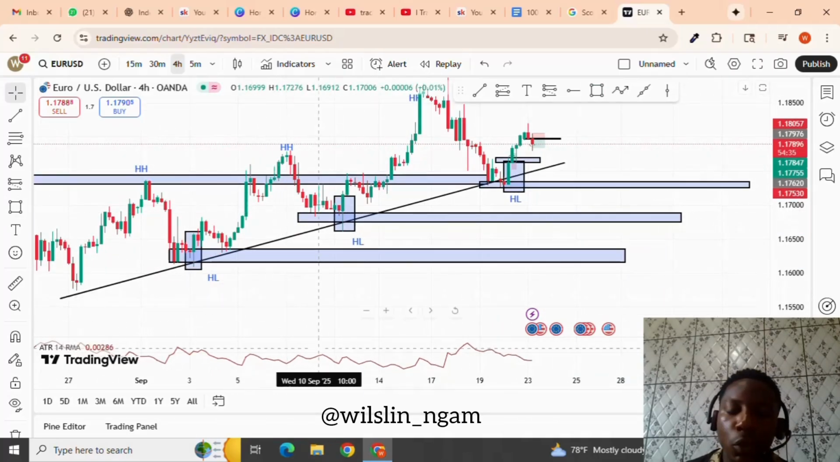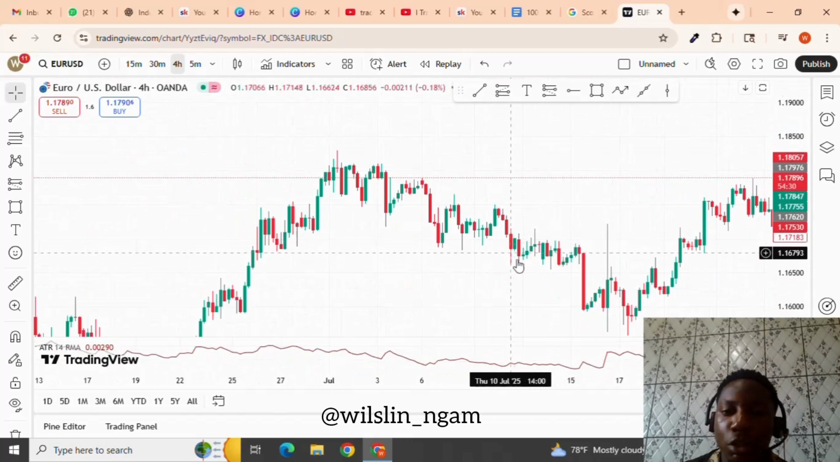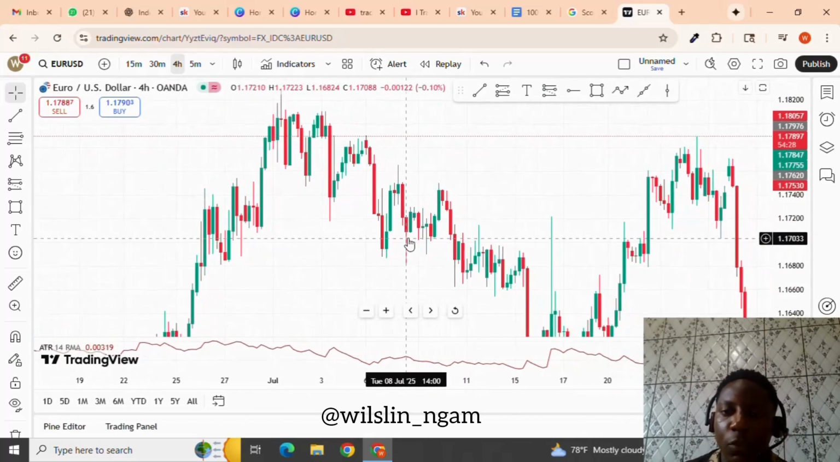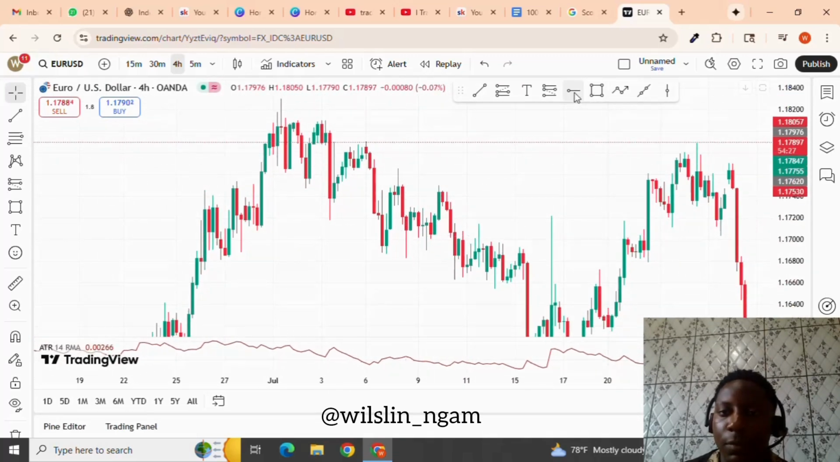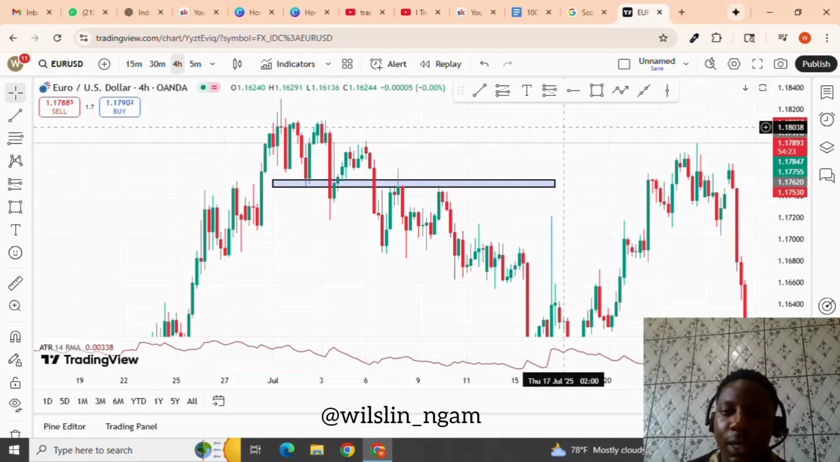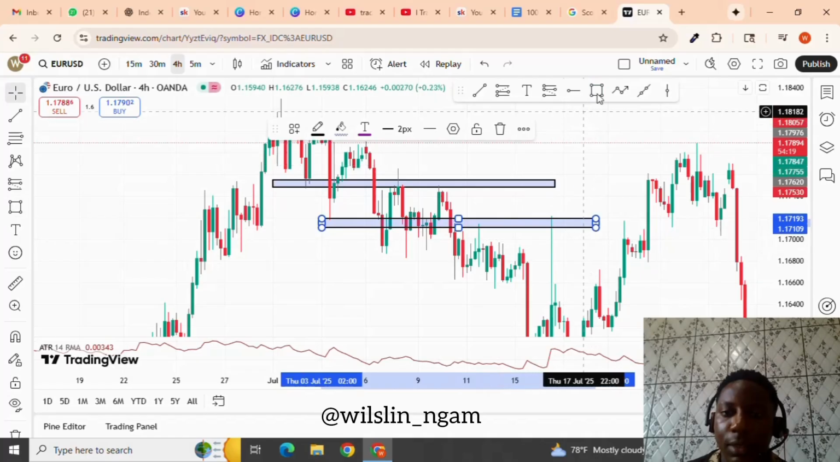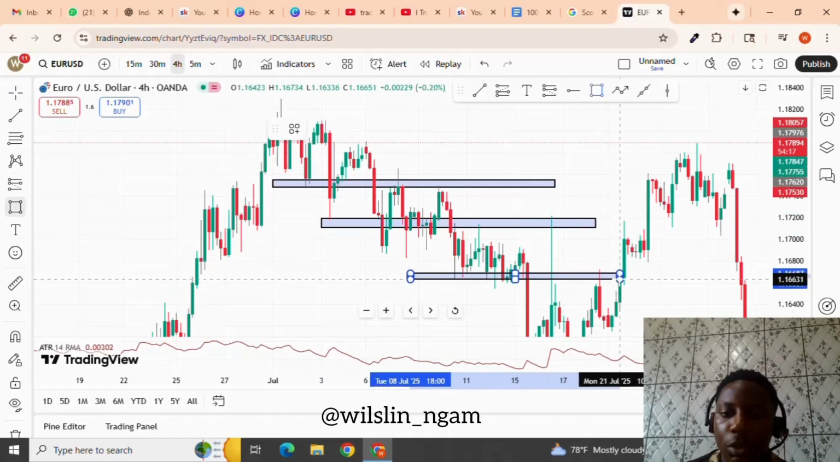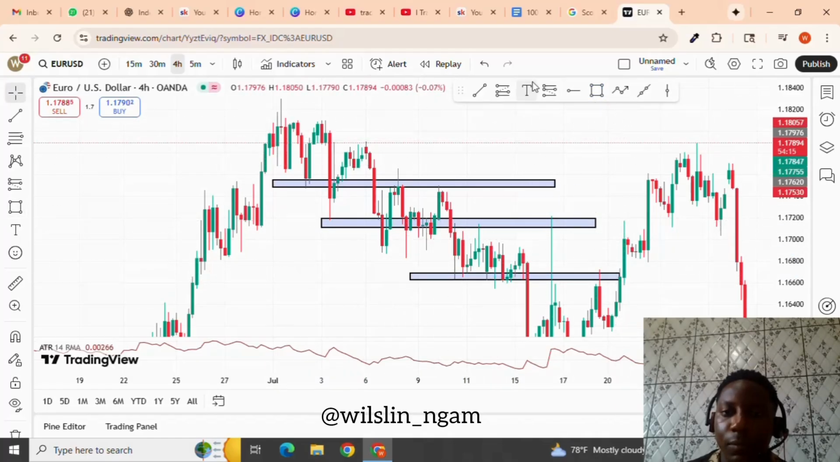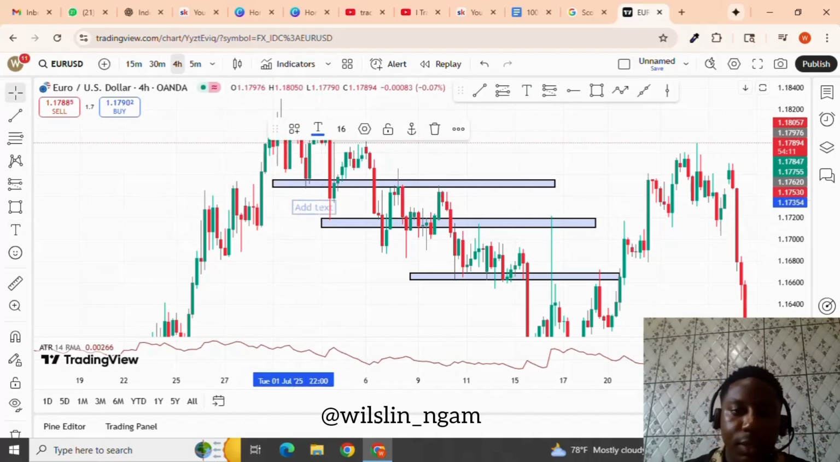And it's time to only look for sells. So let me show you guys what the bearish structure looks like, still on the 4-hour time frame. So as you can see here, break of structure to the downside, break of structure to the downside, break of structure to the downside.